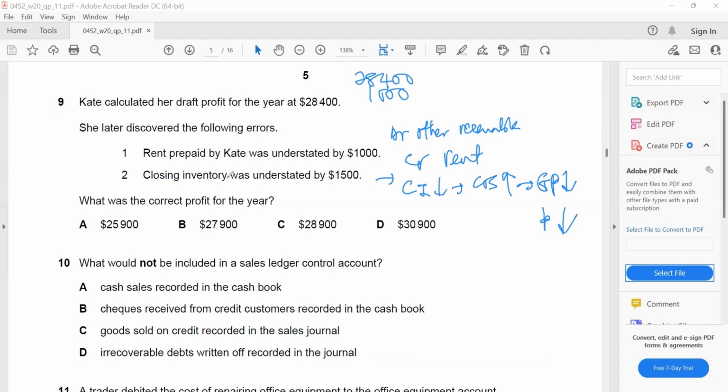And then closing inventory understated. When we adjust the closing inventory to become higher, cost of sales will reduce, gross profit will increase by 1,005. So these two should be plus. So 28,400 plus 2,005, so we get 30,900. So the answer should be D. Okay, now let's move on.